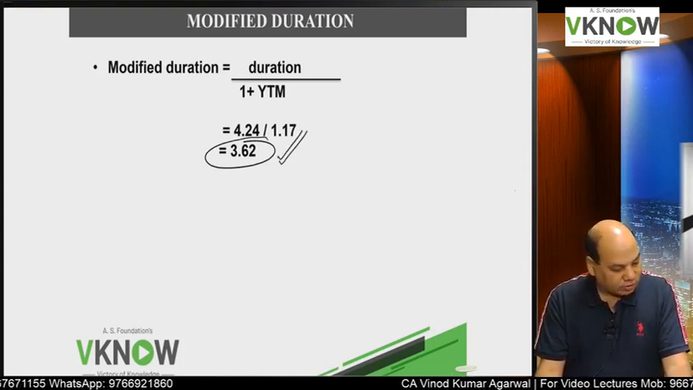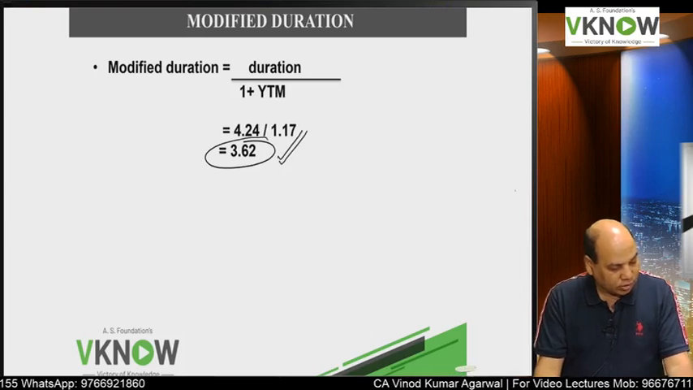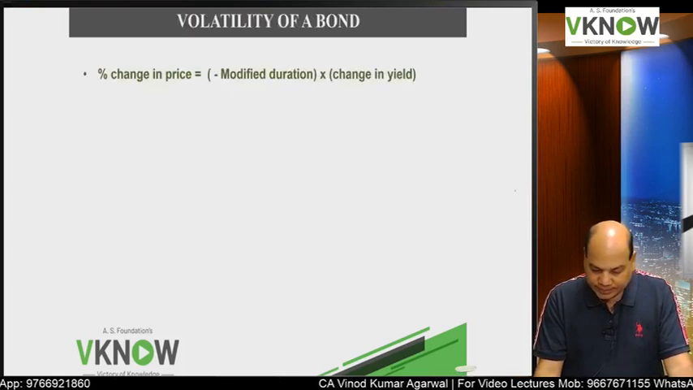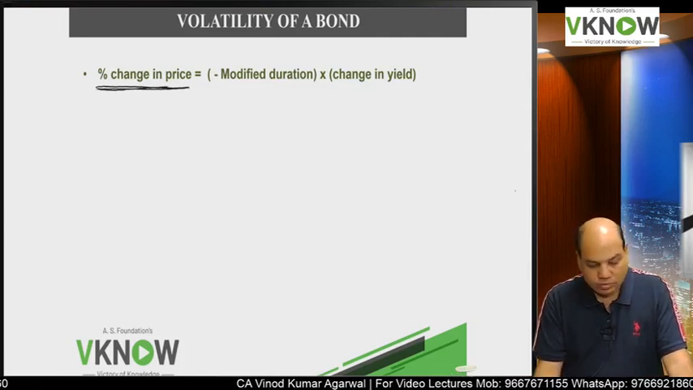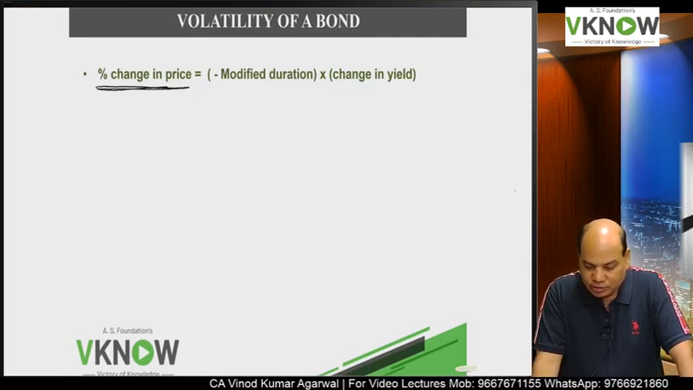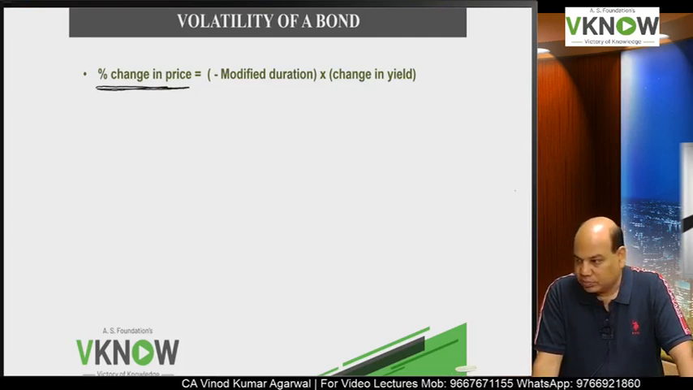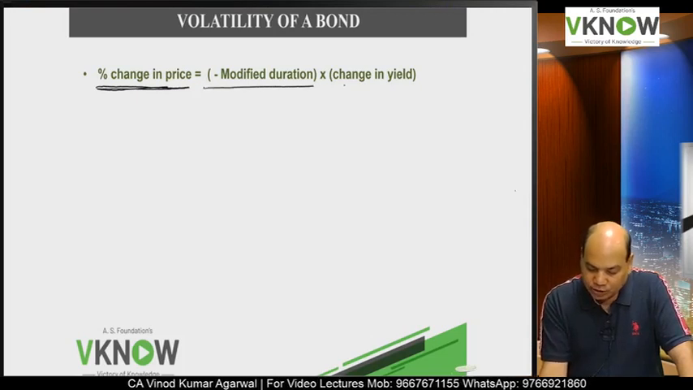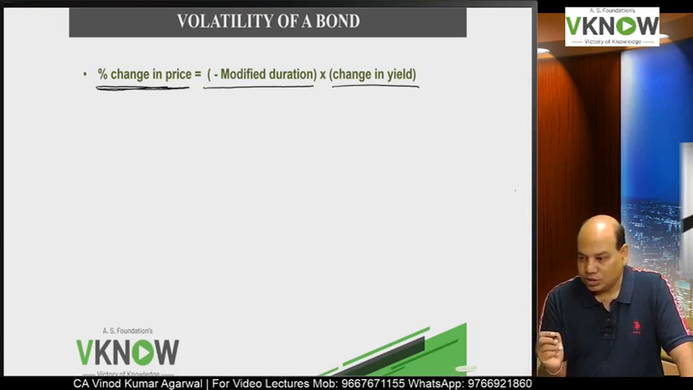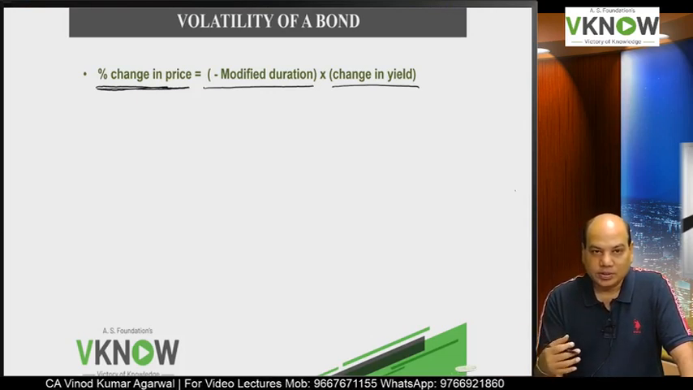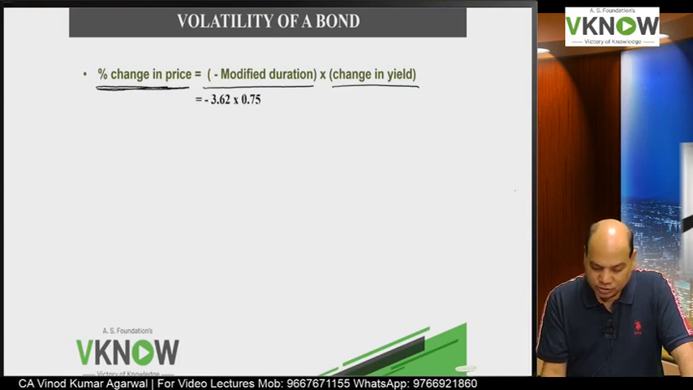So my second question is, what is the volatility of the bond? So write down, percentage change in price of the bond equal to minus modified duration into change in yield. This is the purpose of learning duration. We can estimate by what percentage bond price will change.